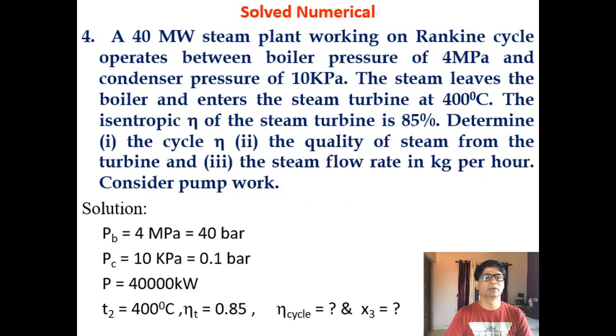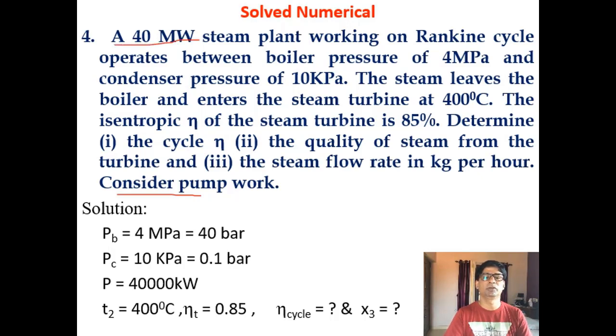A 40 megawatt steam plant working on Rankine cycle operates between boiler pressure of 4 megapascal and condenser pressure of 10 kilopascal. The steam leaves the boiler and enters the steam turbine at 400 degrees Celsius. The isentropic efficiency of the steam turbine is 85%. Determine the cycle efficiency, the quality of steam from the turbine, and the steam flow rate in kg per hour. Consider pump work.